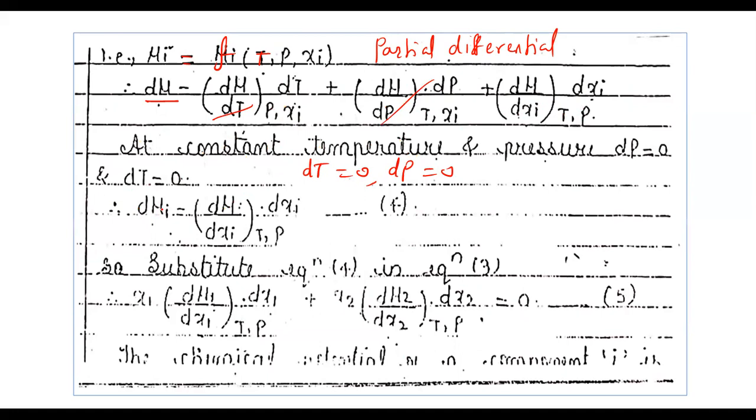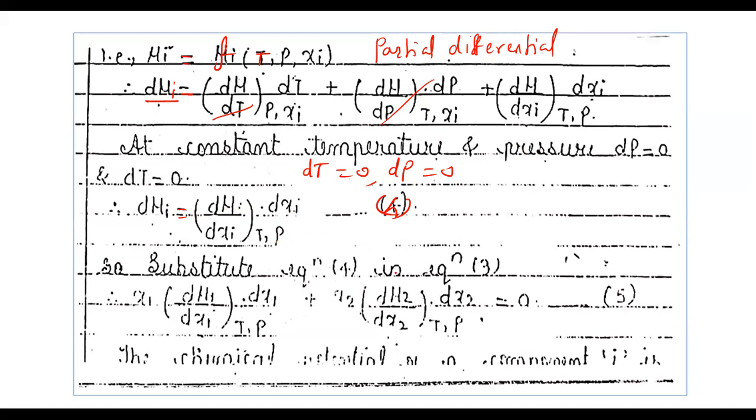So then we can write here: change in the chemical potential of that component is equal to the change in the chemical potential of that component with respect to mole fraction, which is the remaining term here, into dxi at constant temperature and pressure. This is equation 4. So we are getting this equation: d mu equals d mu upon dxi into dxi at constant temperature and pressure.